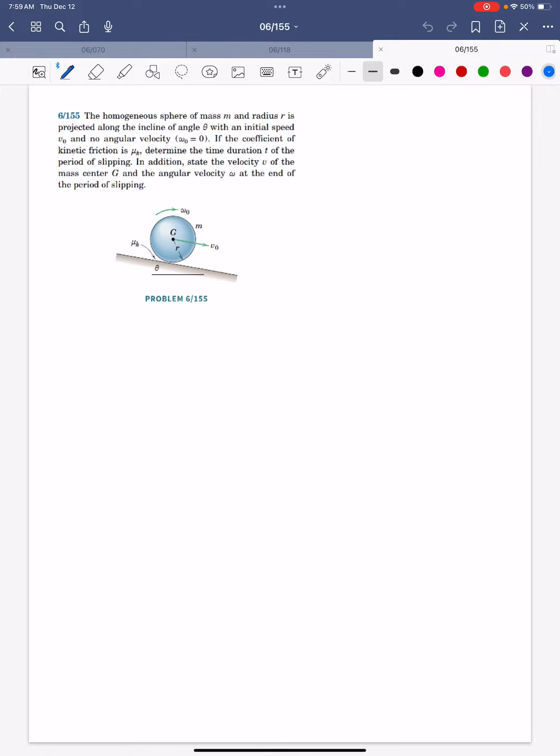Okay, so a homogeneous sphere of mass m and radius r is projected along the incline of angle theta with an initial speed v0 and no angular velocity omega 0. If the coefficient of kinetic friction is mu k, determine the time duration t of the period of slipping. In addition, state the velocity v of the mass center G and the angular velocity omega at the end of the period of slipping.